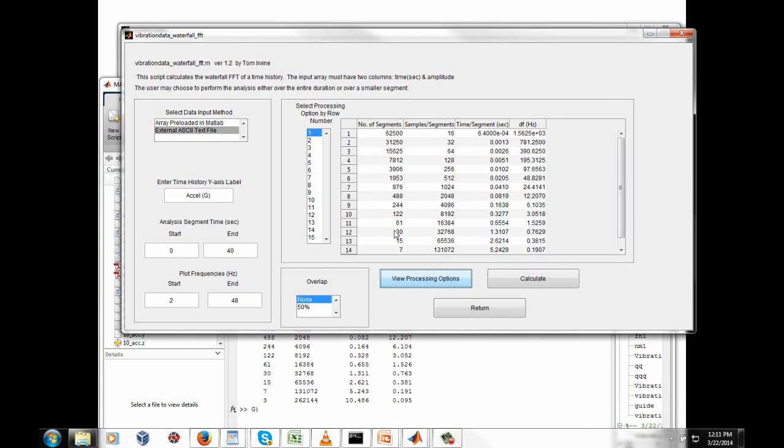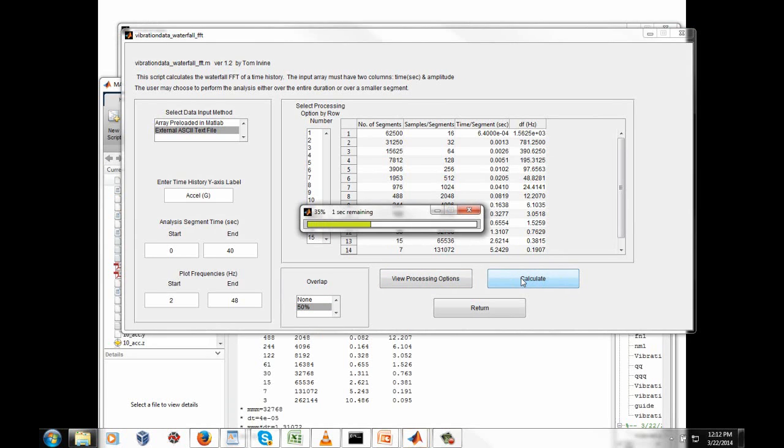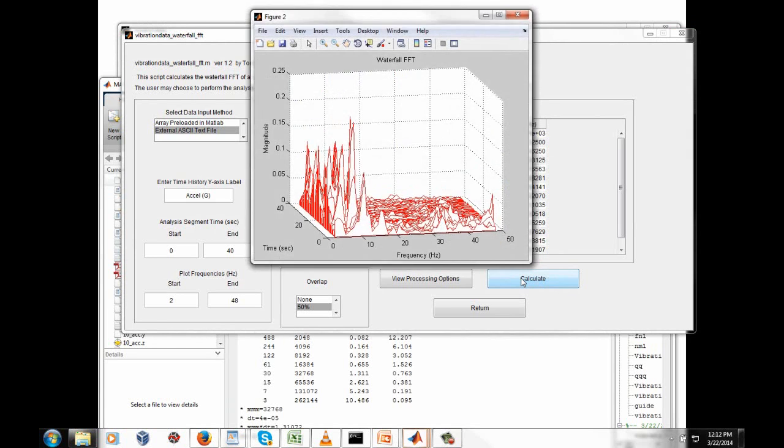Why don't I go ahead and do 30 segments, and that's going to give me 1.3 seconds per segment, delta F 0.7629 hertz. So that's going to be case 12, or option 12, or row 12. And I'm going to go ahead and use 50% overlap here. It'll make a smoother transition. So now that we've done our processing options, we've got our other parameters chosen. Let's go ahead and click on Calculate. Takes a few seconds there.